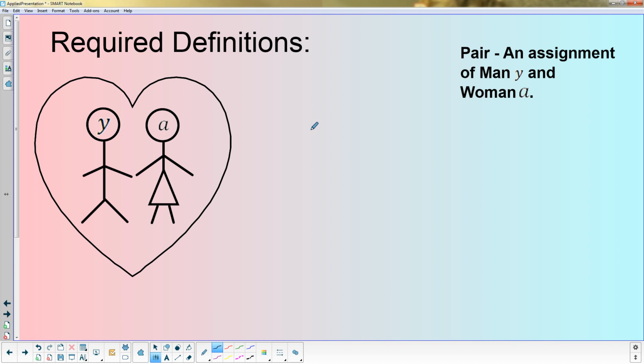Some of the definitions that we're going to have, the first thing we see is a pair. And a pair is just, via the algorithm, an assignment of man Y and woman A. So they are matched together there. By the end of the algorithm, if they are still a pair, they're going to be getting married.